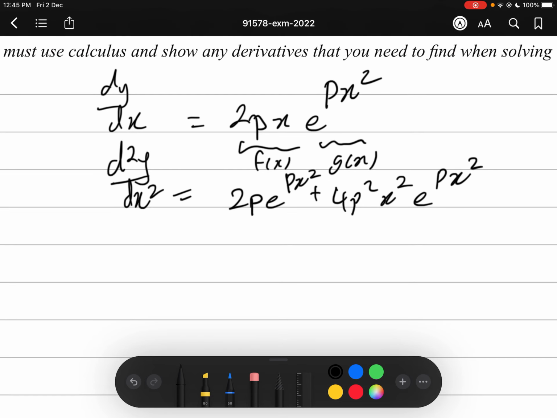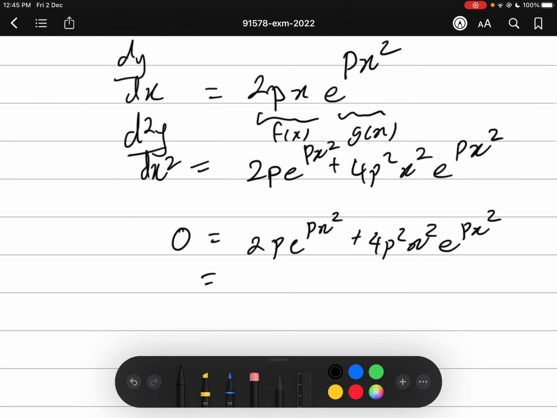Alright, so we're going to set the second derivative equal to 0. So we have 0 equals 2p times e to the power of px squared plus 4p squared x squared e to the power of px squared. So let's factor out e to the power of px squared. So we're going to have e to the power of px squared times (2p plus 4p squared x squared).